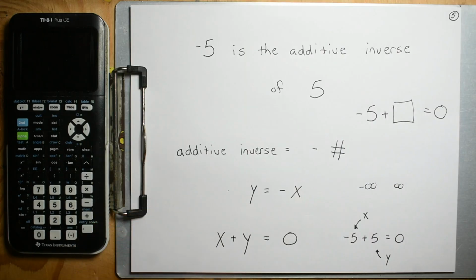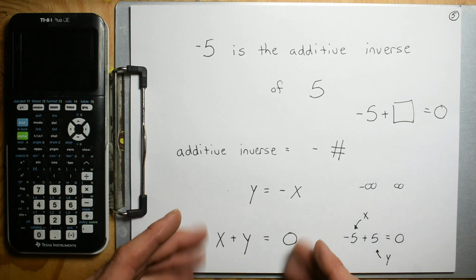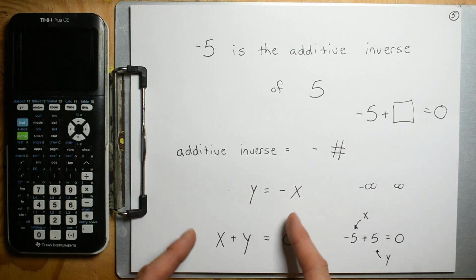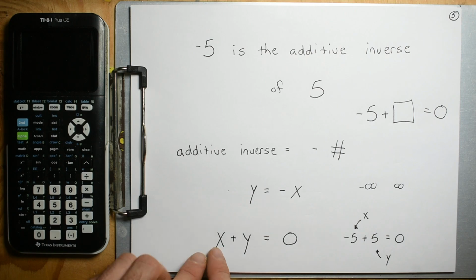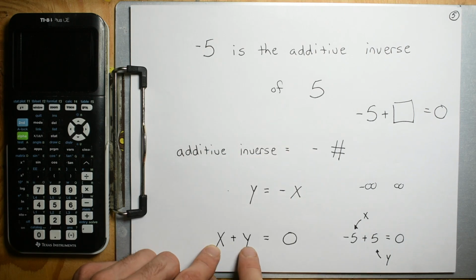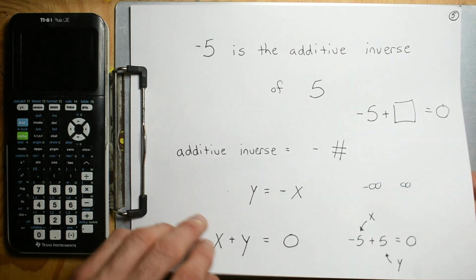Anyway, we can easily get this to the other side and say that the number that we're putting in plus the additive inverse is equal to 0. I think we can move on.